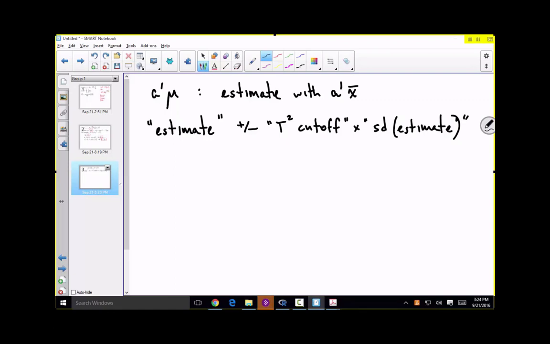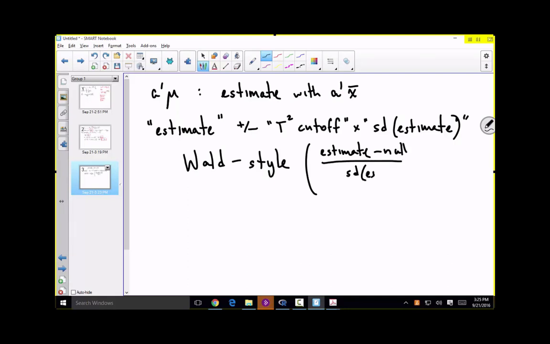In the context of maximum likelihood in particular, this is called Wald style inference. A confidence interval that's estimate plus or minus some critical value times the SD of the estimate is a Wald style confidence interval. There's a corresponding Wald style test statistic that does estimate minus what you think the parameter is under the null, divided by the SD of the estimate. That's the form of t-tests. T-statistics, tests on proportions, differences in means, they're all this so-called Wald style.